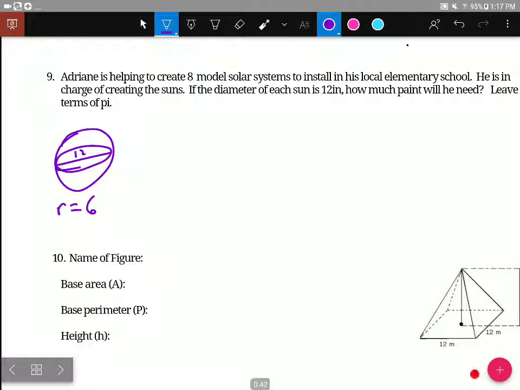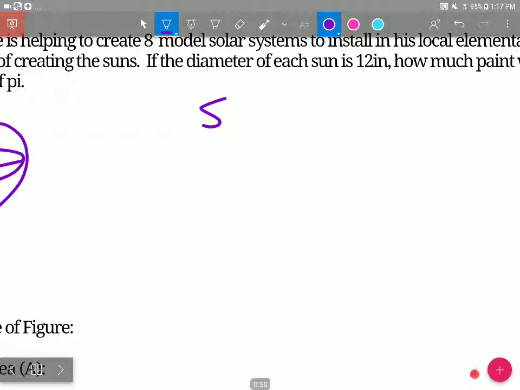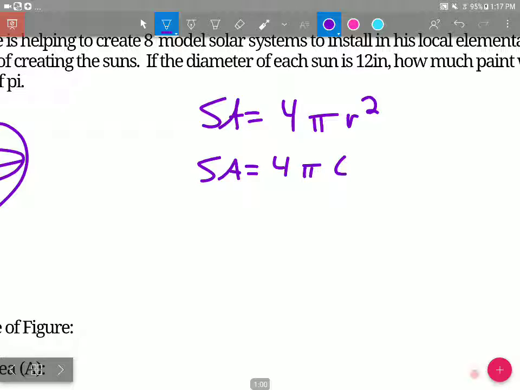Well, is that just covering the outside or is that filling it? Well, if you're painting, you're just painting the outside. That is the surface area. So the surface area of a sphere is 4 pi r squared. So SA equals 4 times pi times 6 squared, which comes down to 144. Yeah, 144 pi is your surface area.